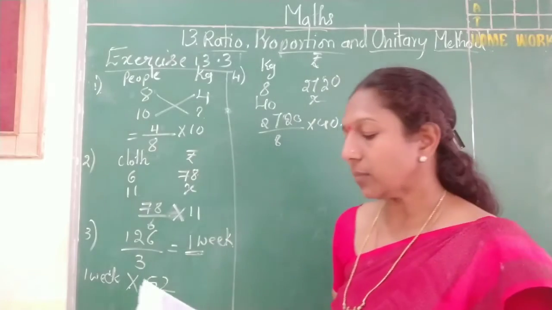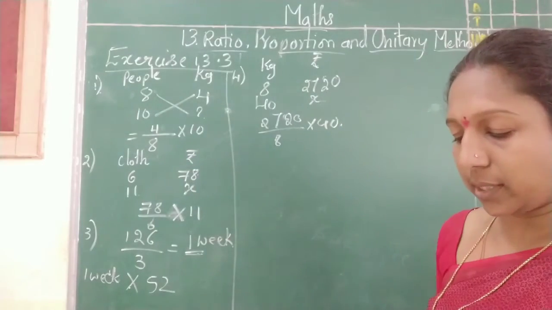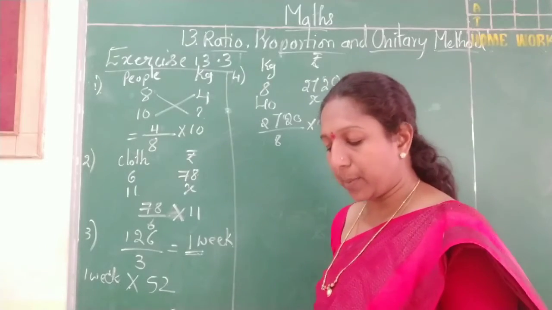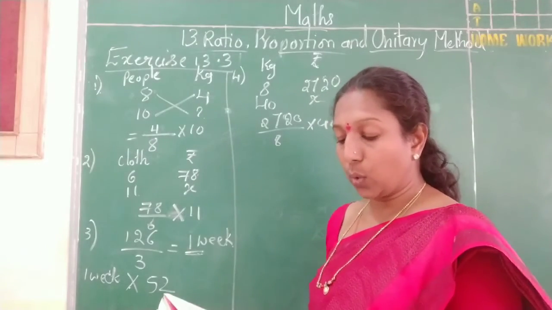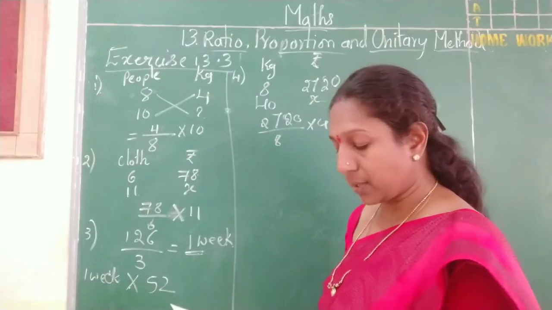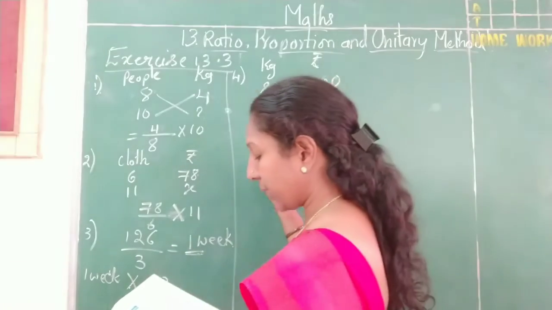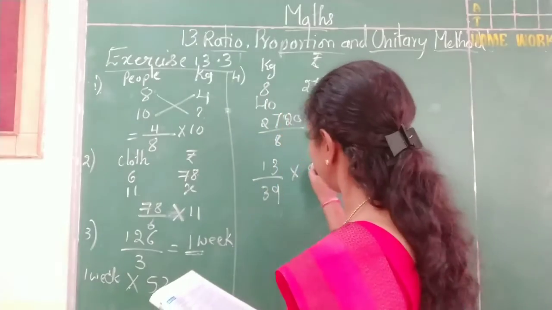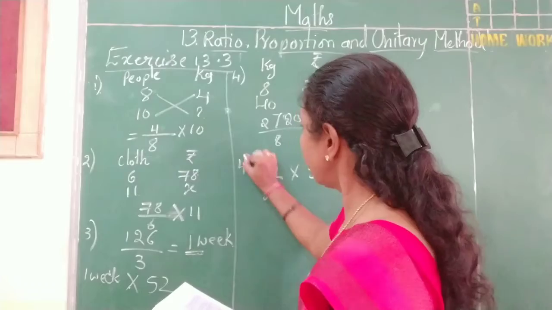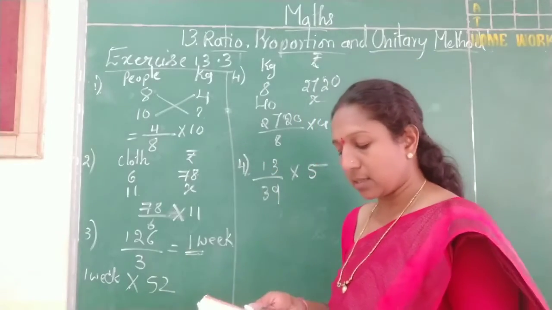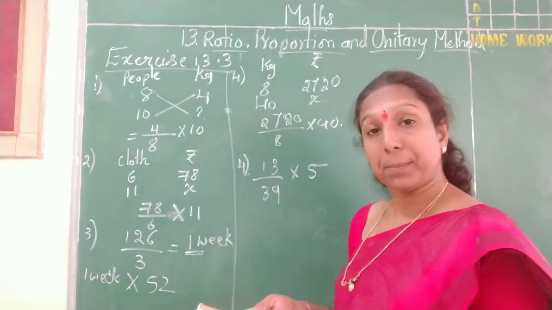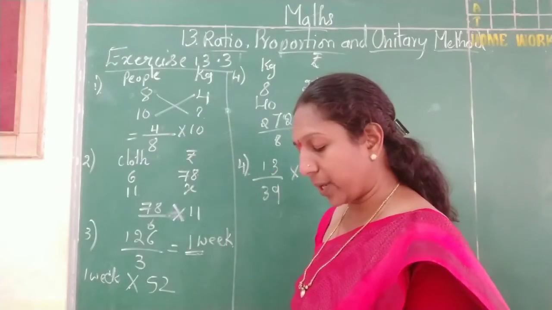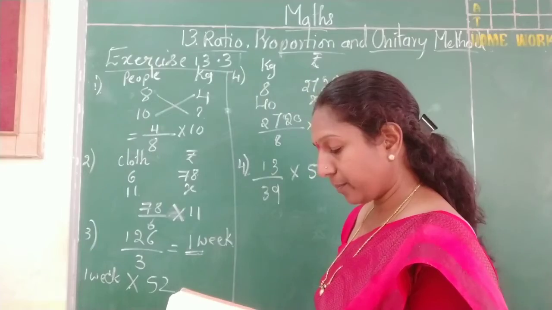Next, a cart delivers 39 tons of sand in 13 loads. How much sand will be brought in 5 loads? So load is given with 2 numbers. So first I will write the load, that is 13 by 39 into 5. Okay, so we can do like this. Next, the 2 numbers will be there now. That 1 number I should write on the top.